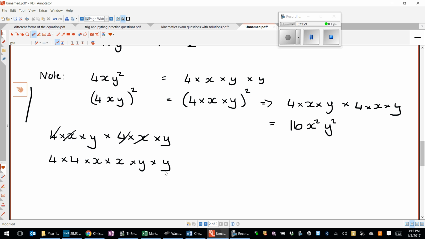So the difference is here, the squared is only on the y. But in this one, the squared is on everything. So that's why we've got 4xy times 4xy, because squaring means times it by itself. That's actually a really important one, because it's one thing people get wrong later on in life as well, when doing their IGCSEs. It's a common mistake.